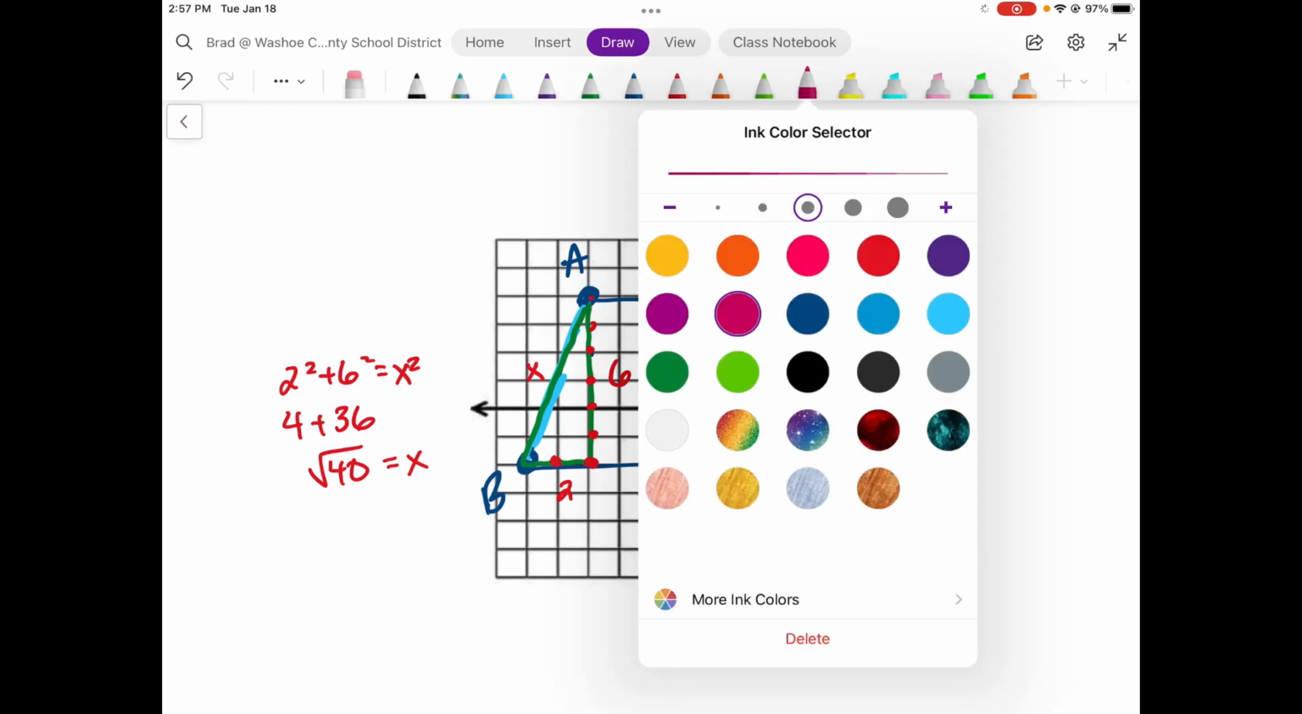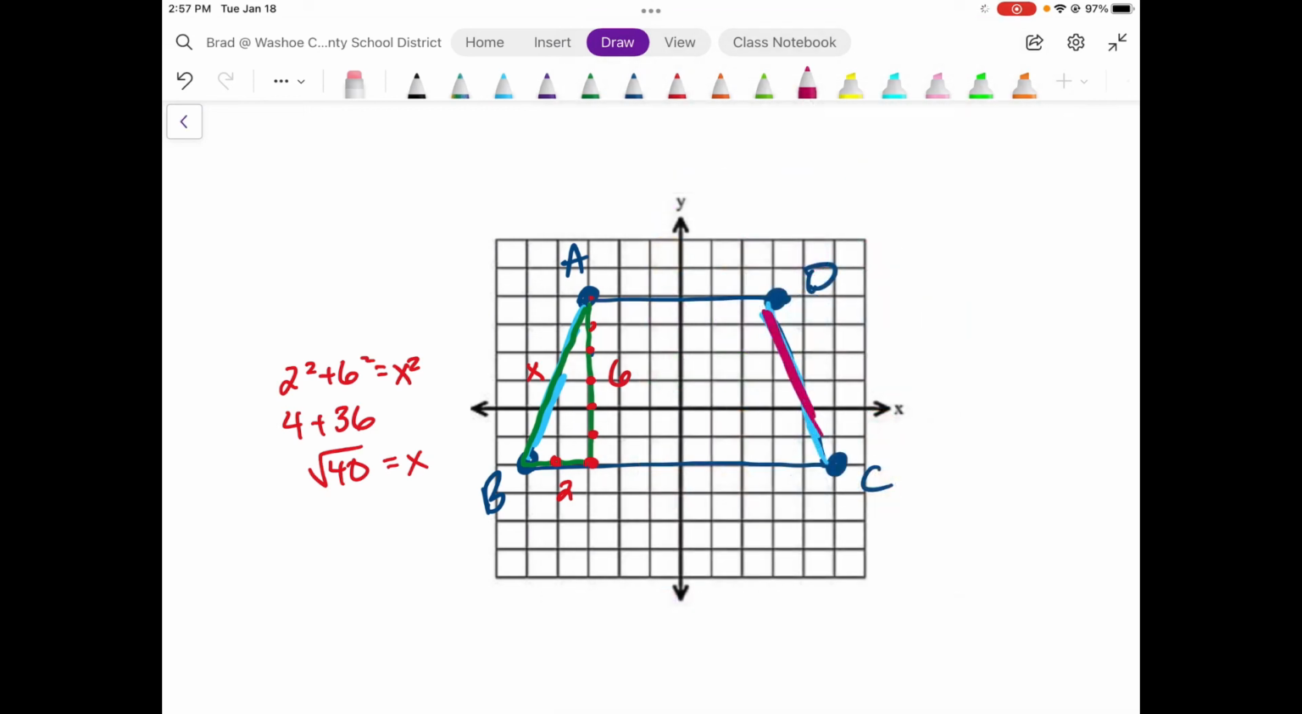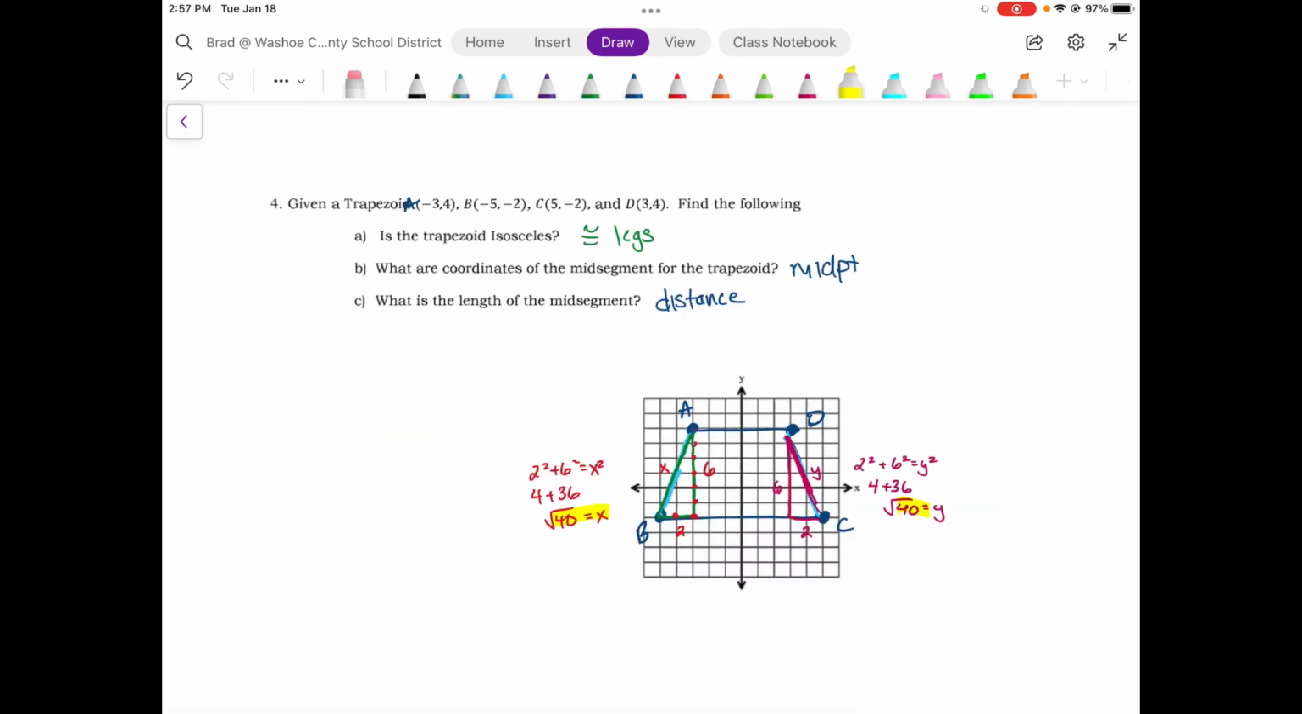Let's see if I can find the same on the other side, this one right here. As we take a look, this is a 2, this is a 6. Those are the same values. So it makes sense that 2 squared plus 6 squared is equal to y squared. This is going to be 4 plus 36, which is root 40, and because those match, boom, we can say that this is definitely a yes.